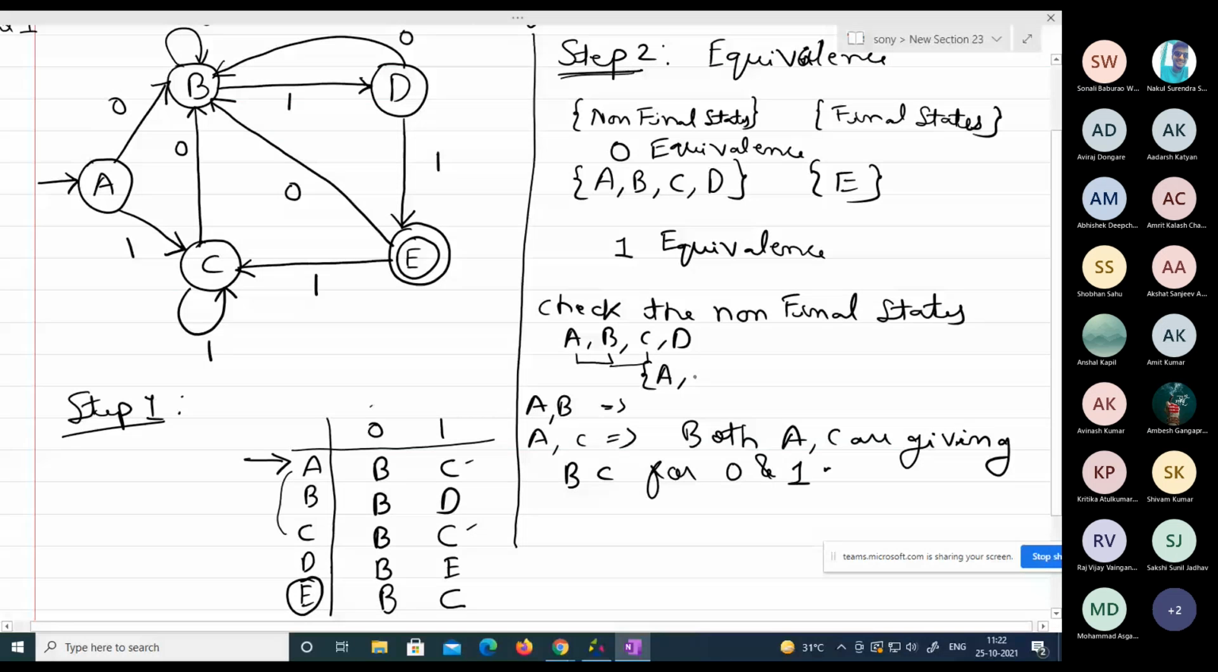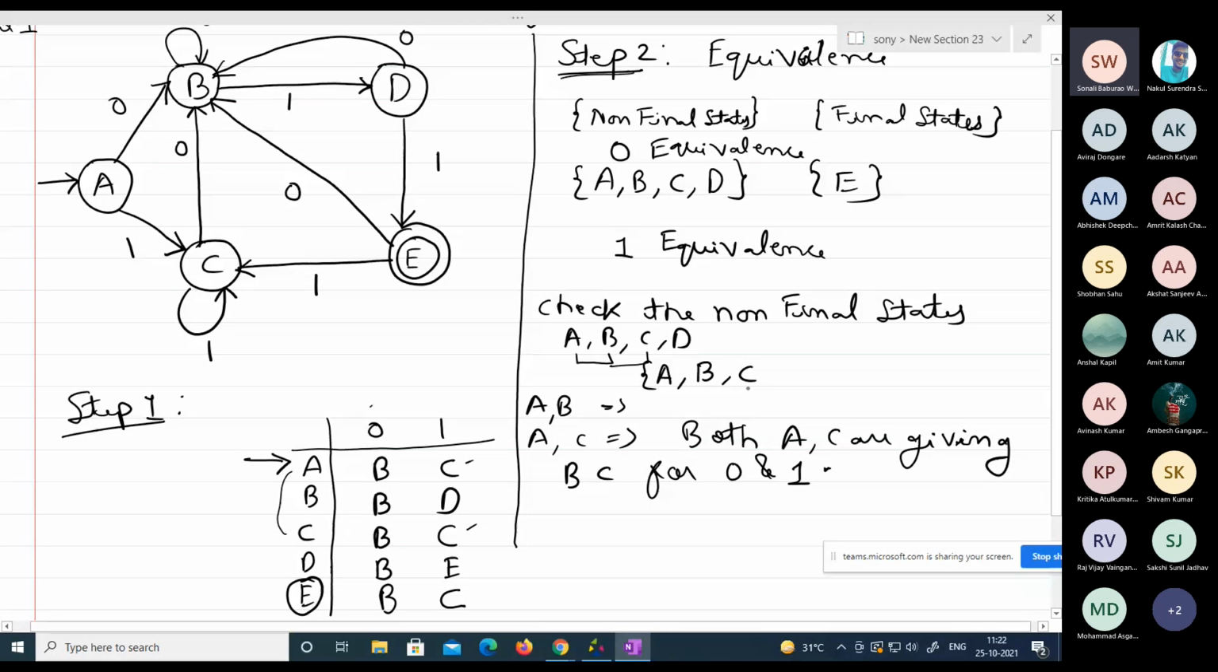Yes, ma'am. So then I can write BC in this set. So always remember that when you have to calculate the one equivalence, you have to write only those values which are common, and it should be common for both the inputs. For 0 also and for 1 also, both the values should be same. Only then you can include them in one group or in one set.